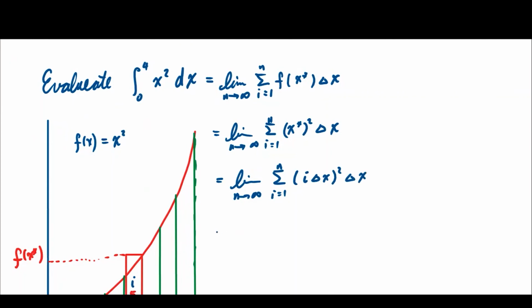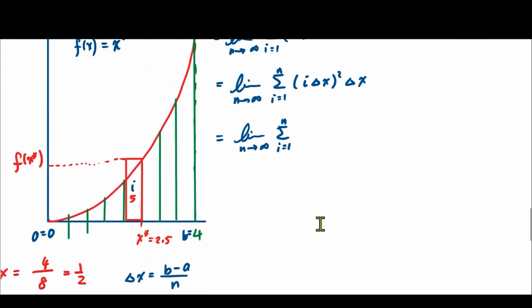Okay, that should be equal to the limit as n approaches infinity. This is lengthy, the sum from i equals 1 to n. Sigma notation is the most annoying thing in mathematics, isn't it? Wow, that is i squared delta x squared times another delta x, so delta x cubed. Good, because there's a delta x squared and there's another delta x out here. Still with me?